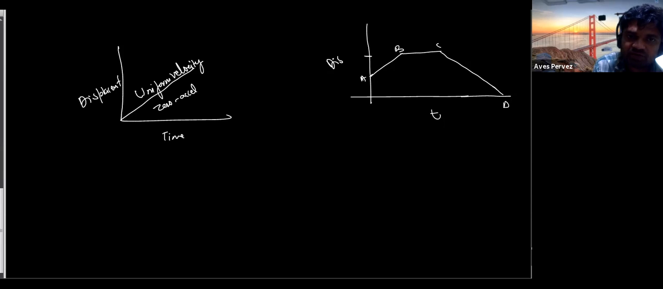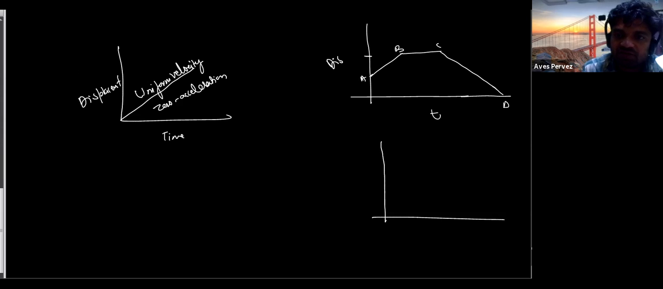Zero acceleration, uniform velocity. What does it mean? It means that the speed is not changing. It is a constant velocity. Uniform velocity means the object is moving with a fixed velocity all the time. So it has zero acceleration. There is no change in the speed, no change in the velocity. So zero acceleration.